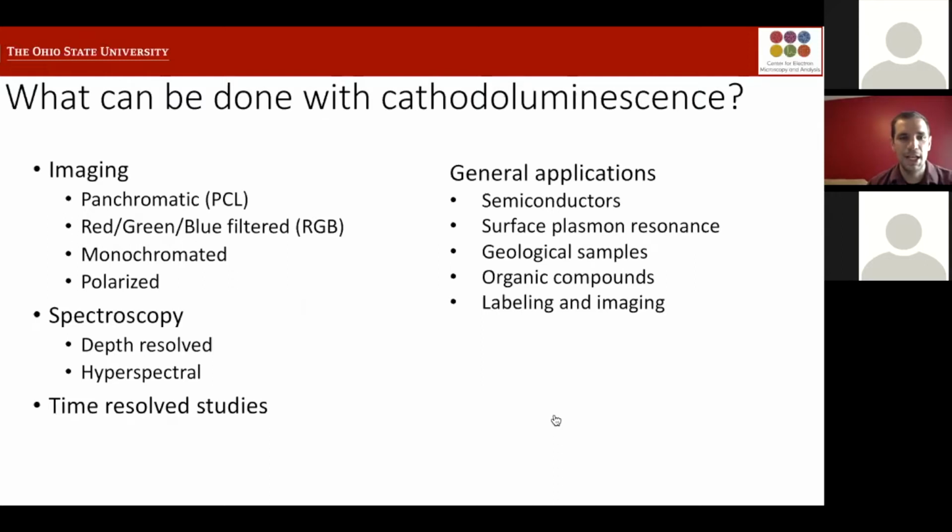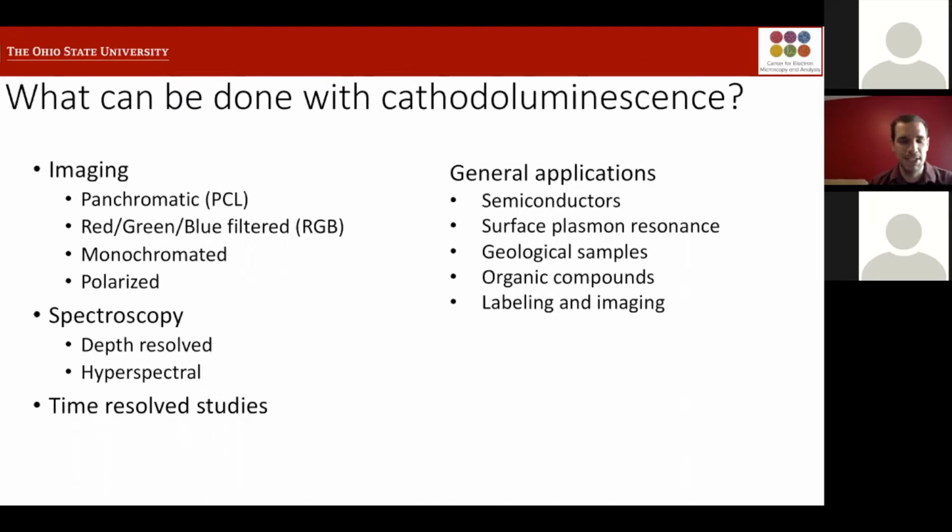So you can do a lot of different imaging: panchromatic, red, green, blue, monochromated, polarized, depending on what detectors you have available. We'll be able to show you how to do a lot of different spectroscopy as well in the instrument. So I'll show you examples of depth resolved measurements and also hyperspectral imaging, along with how you can look at how long the lifetimes of these actually are.